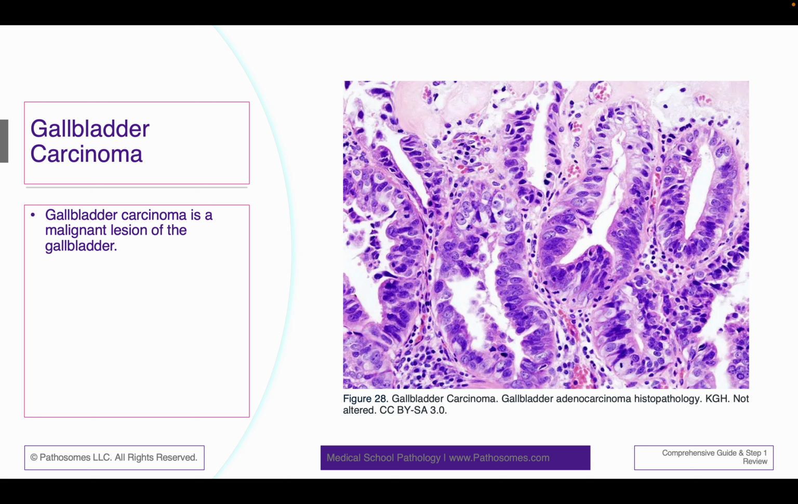Now you must know this, at least be able to recognize the H&E. This is gallbladder adenocarcinoma histopathology. Note the high N/C ratio, the pleomorphic nuclei. Pleomorphic means they look different from one another. They're not consistent. They're not the same. This is gallbladder carcinoma, and it is a malignant lesion of the gallbladder.